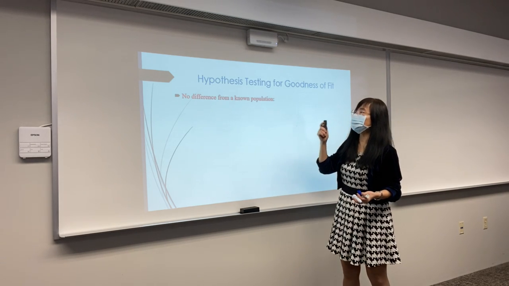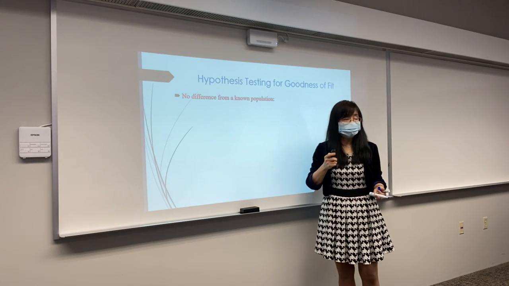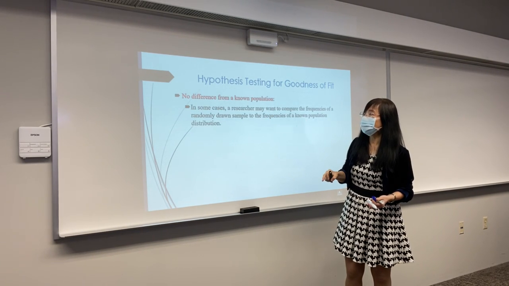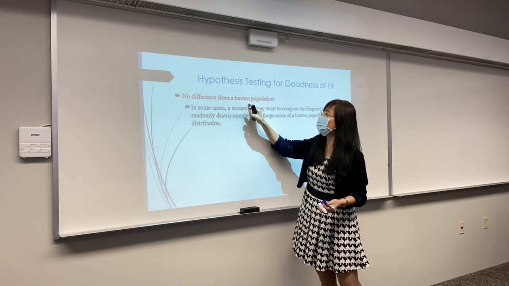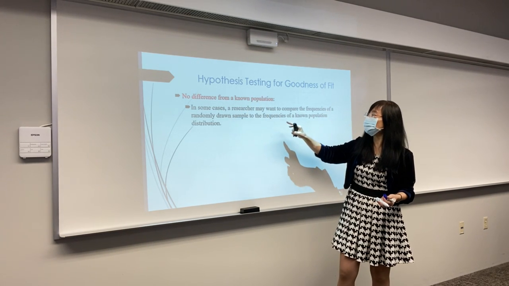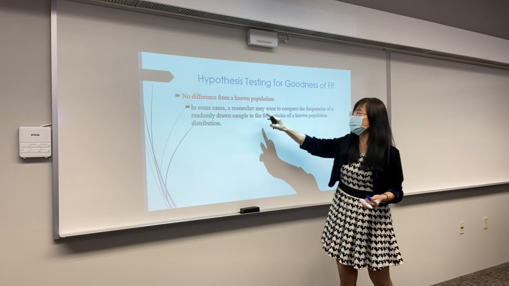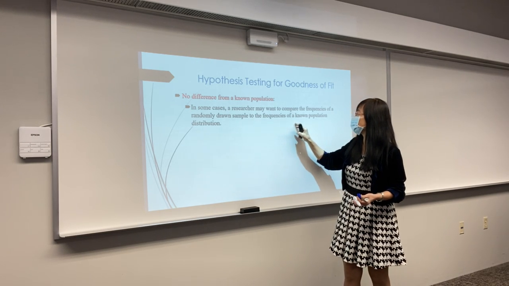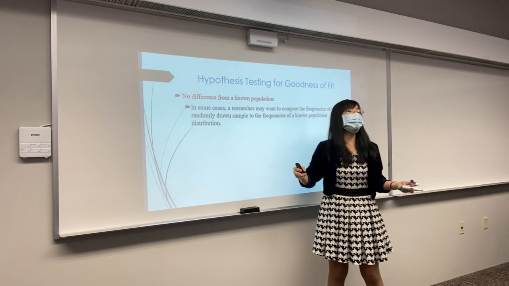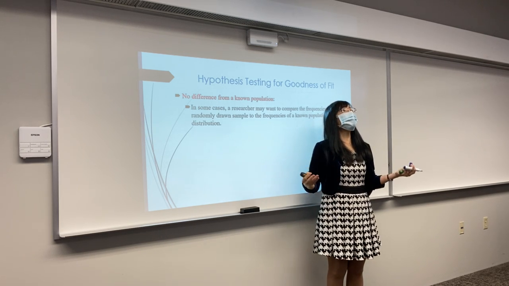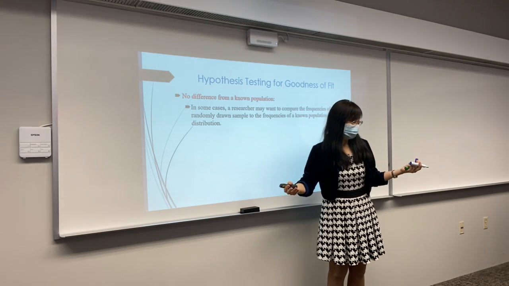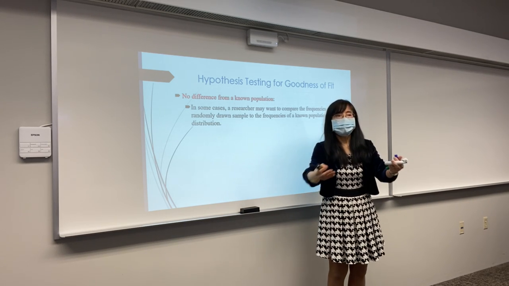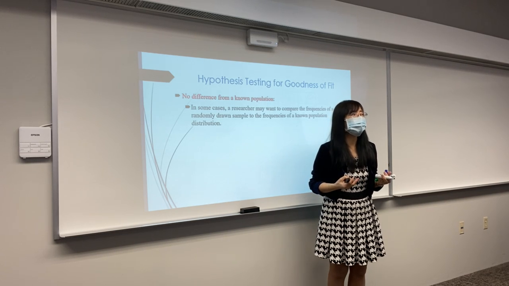Okay, so when you test for goodness of fit, one way we are testing is no difference from a known population. For example, in some cases a researcher may want to compare the frequency of a randomly drawn sample to the frequency of a known population distribution. So if you already know the original proportion, you want to know whether the sample you have has the same proportion.